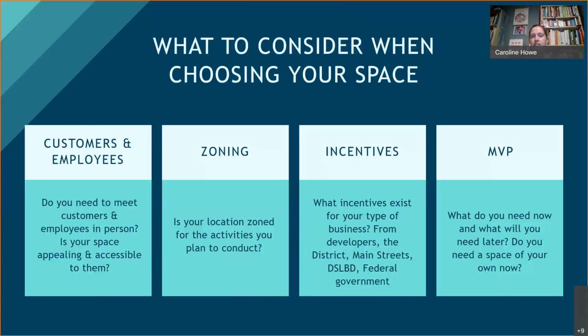And so consider, are you meeting your customers in person? Do you need people to come in to see your product and service? How else can you reach them? Is your location zoned for the activities you plan to conduct? Depending on the level of industrial nature of your business, that can be very important. And then look at what incentives exist for your type of business from developers, from the district, the Main Streets or Great Streets, the federal government. We use MVP, or minimum viable product. Is there a space you can operate in now? And is there a space that you could then scale up to in the future?